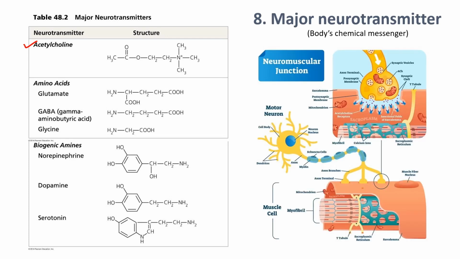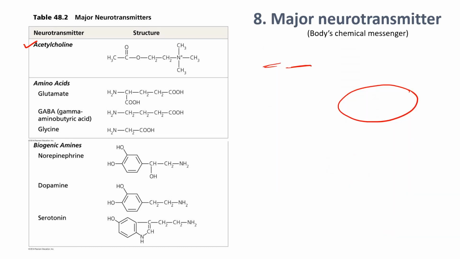Acetylcholine is the neurotransmitter released at the neuromuscular junction, which is the junction between neurons and muscles. Acetylcholine is responsible for your muscle movement and allows you to move your hands and your legs. The second one, in the group of amino acids, is glutamate. This is the main excitatory neurotransmitter in the CNS.